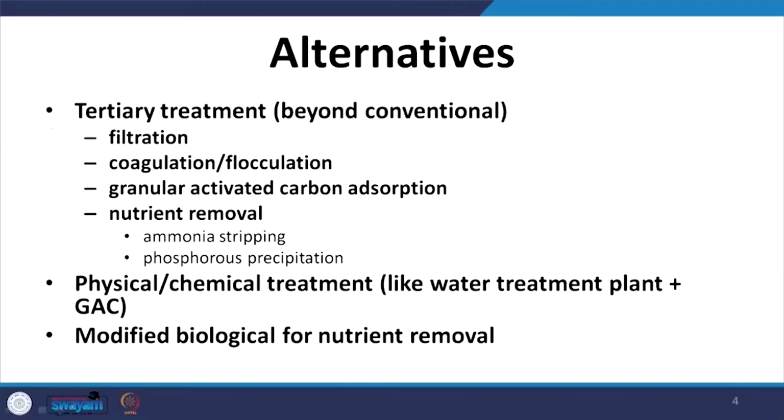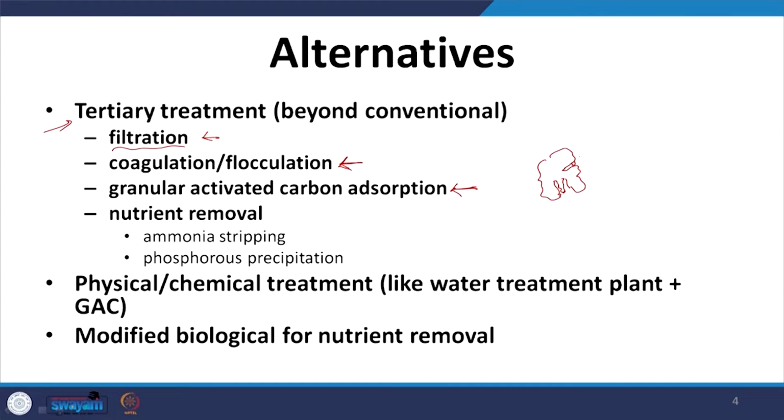Let us move on. Sometimes, as I mentioned, we will look at tertiary treatment. For example, I might need an additional level of filtration or removal of suspended particles. So I can have an additional filtration or a coagulation and flocculation step after the secondary treatment or before too, it depends. And granular activated carbon, as in I have activated carbon media that has a lot of pores and such.